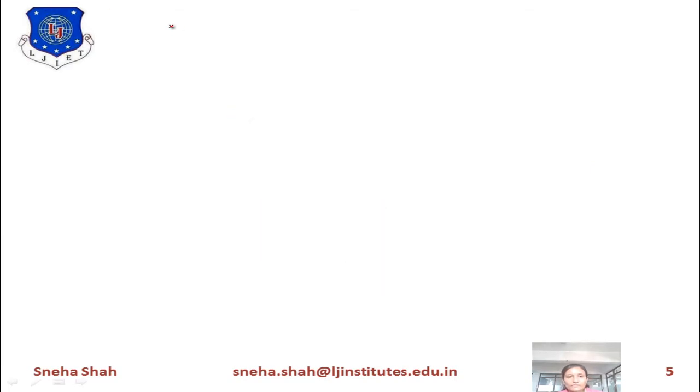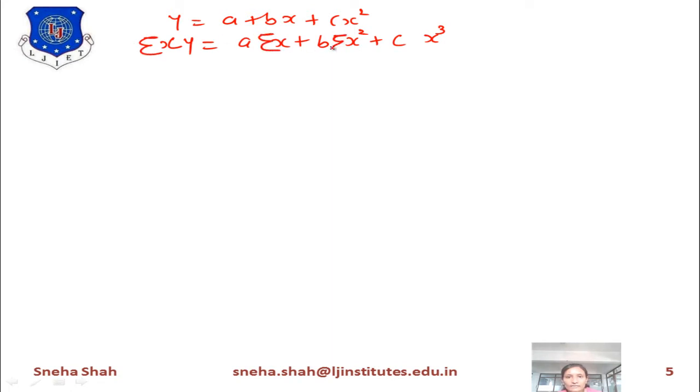The next step is we multiply the original equation y equals a plus bx plus cx square with x, so the terms become like this: xy equals ax plus bx square plus cx cube. Now if we take summation on both sides, then the terms convert like this, summation on both sides, right?